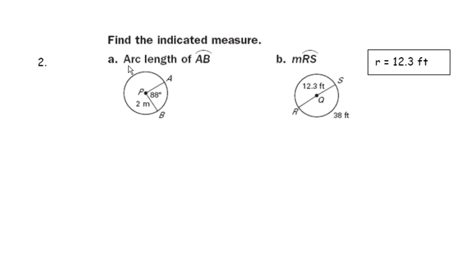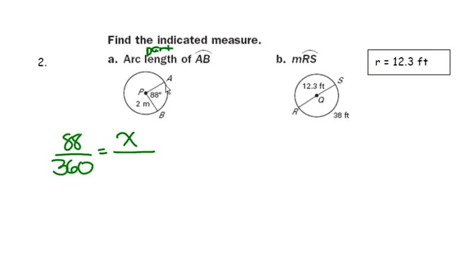So let's use that. We need to find the arc length of AB. So we need to find the parts. All right, so I'm going to set up my easier part over whole first. I'm given the central angle. It's 88 degrees over my whole number of degrees, which is 360. And then the thing that I'm looking for is the arc length, which is my part. So that gets my variable. And it's going to be over my whole.